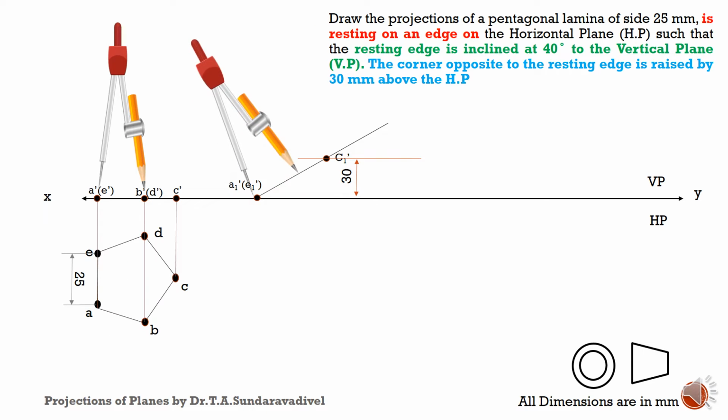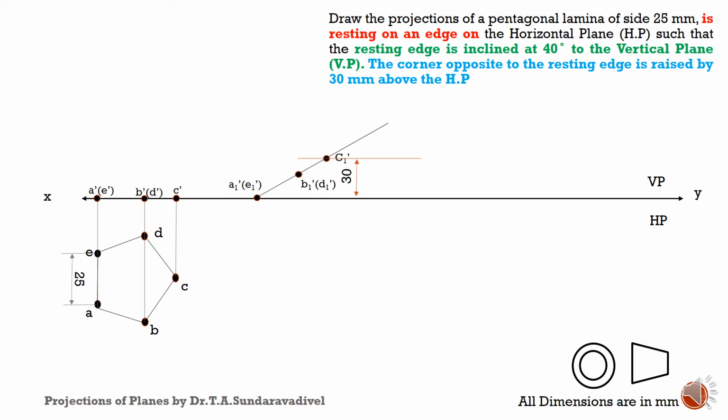The other measurements I will transfer to the other points. So I will be getting the points A1 dash, B1 dash, C1 dash, D1 dash, E1 dash. So now I have tilted this A dash C dash line in such a way that C dash is making 30 mm above HP.